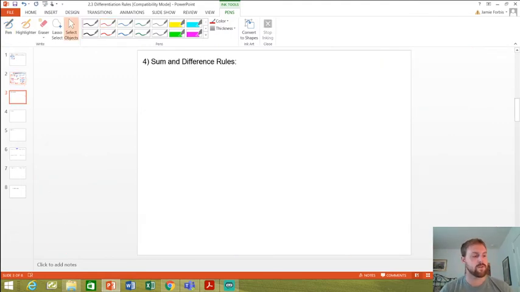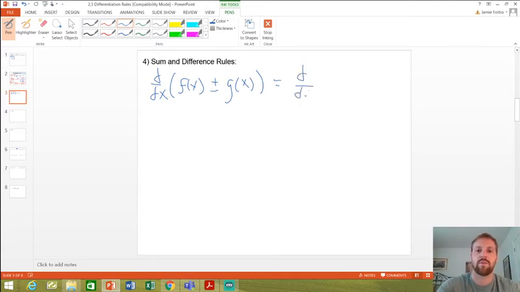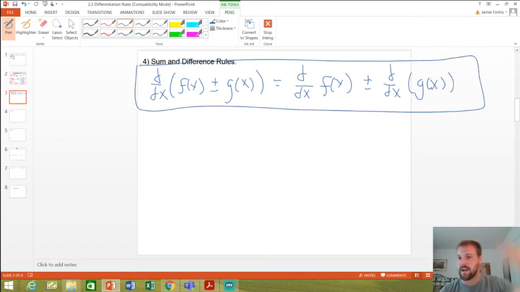Let's go on to the sum and difference rules. So this is, again, I think this is pretty straightforward. It says, this is our little theorem here, that the derivative of some function f of x plus or minus the derivative of another function, and this kind of is a basic rule for a lot of things, is I can just separate that. I can take the derivative of f of x and then either plus or minus the derivative of g of x. That's it. All it means is if you have a bunch of things being added or subtracted together, you can just take the derivative individually of that.